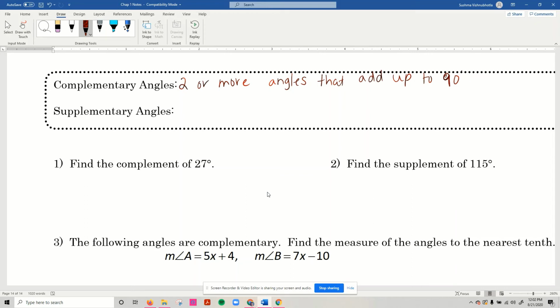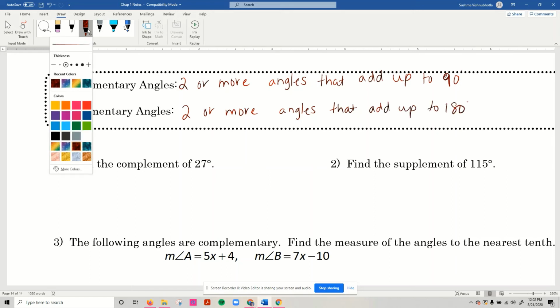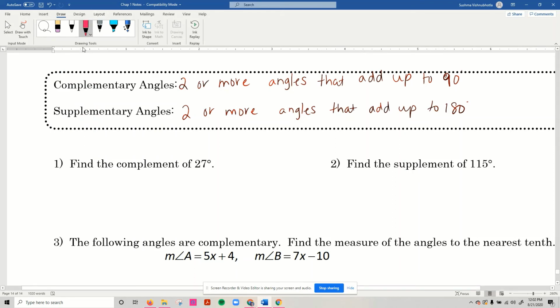Supplementary angles are two or more angles that add up to 180 degrees. Now, well, we know linear pairs also add up to 180. So these are statements I can make here. Linear pairs are always supplementary.